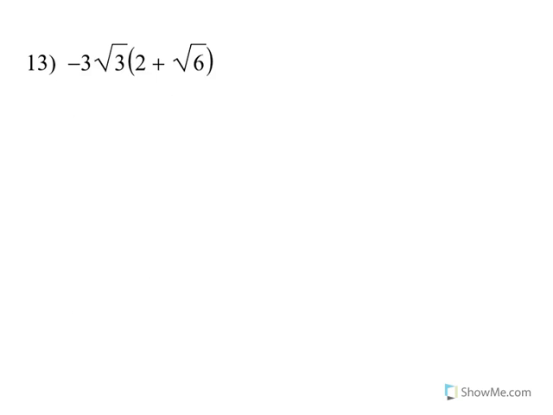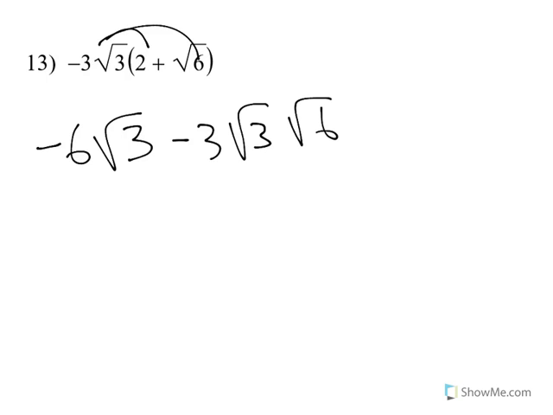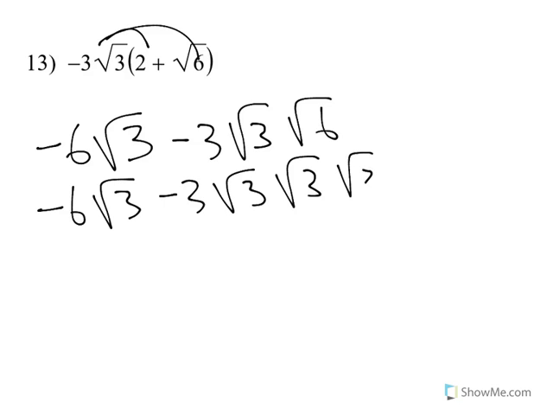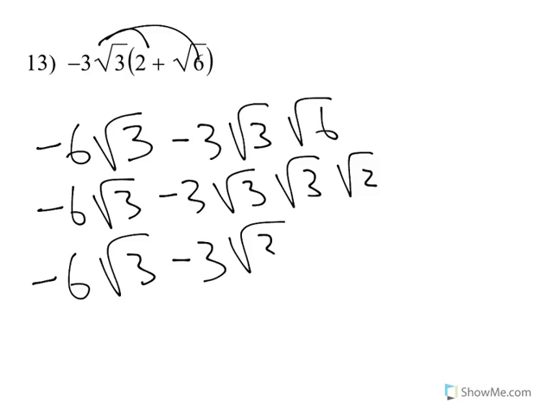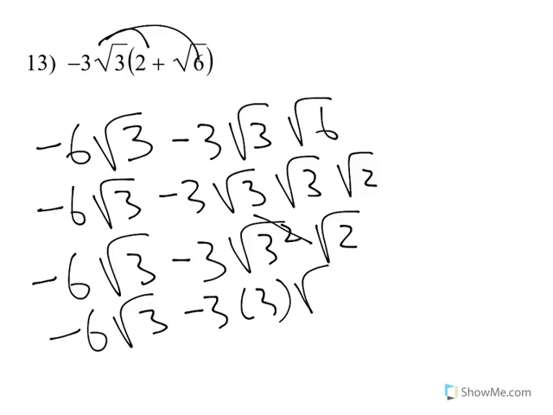Okay, and our last example. So similar to the previous one, we need to distribute this in. So negative 3 times positive 2 gives us a negative 6 radical 3, and a negative times positive is a negative, so negative 3 radical 3 times radical 6. So negative 6 radical 3 minus 3 radical 3 times radical 6, but radical 6 is the same as radical 3 times radical 2. So negative 6 radical 3 minus 3 radical 3 squared times radical 2, so that cancels. So then this is negative 6 radical 3 minus 3 times 3 radical 2.